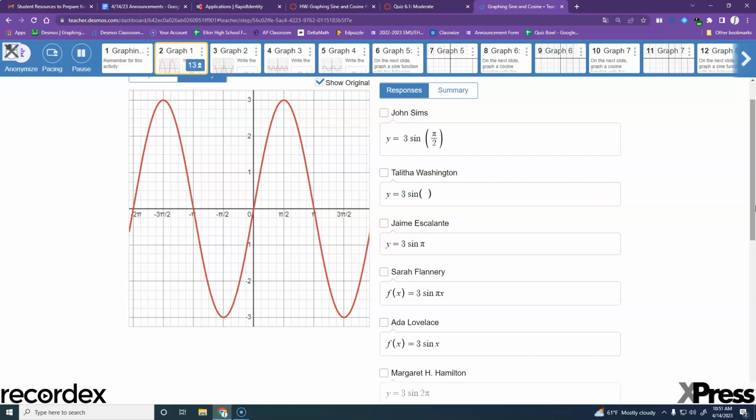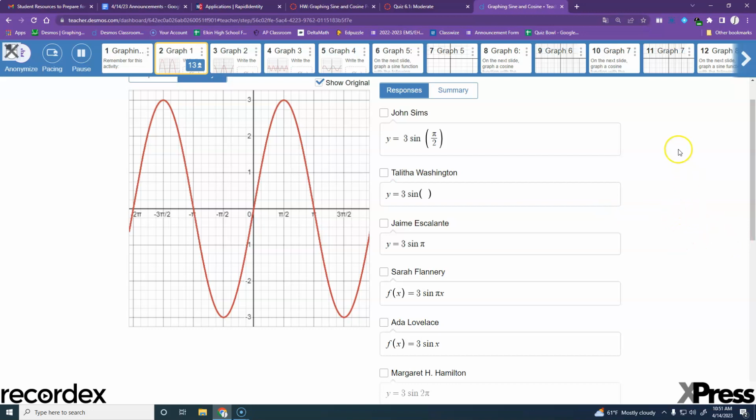So this number that's multiplied by your variable, you need an x or a theta there, whatever you want to use for your variable. You must have a variable. Any of these without a variable are going to be wrong, because sine of pi over 2 is 1. It's always 1. So if I graph y equals 3 sine pi over 2, it's just going to be a horizontal line. So you have to have a variable.